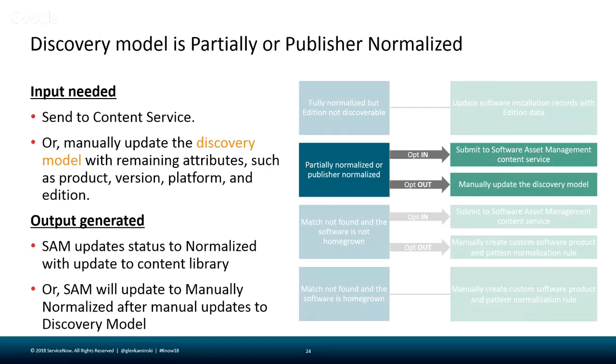It recognized the publisher and normalized only that publisher value. First step is, if you've opted into the content service, great. Send that over to the content service so that the curation team can get that added to the central library. If you're not, then you can manually update the discovery model with the correct remaining attributes. So if product, version, platform, edition, those are all values within the discovery model, you can manually update those onto the discovery model. And then Software Asset Management will update the normalization status to manually normalized. And then you do have those normalized values available for the reconciliation process.